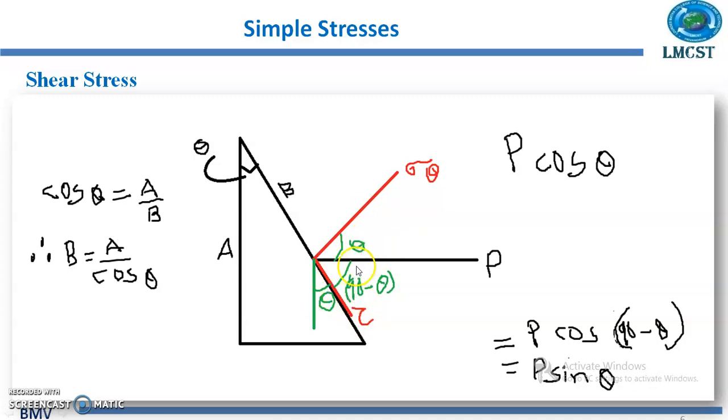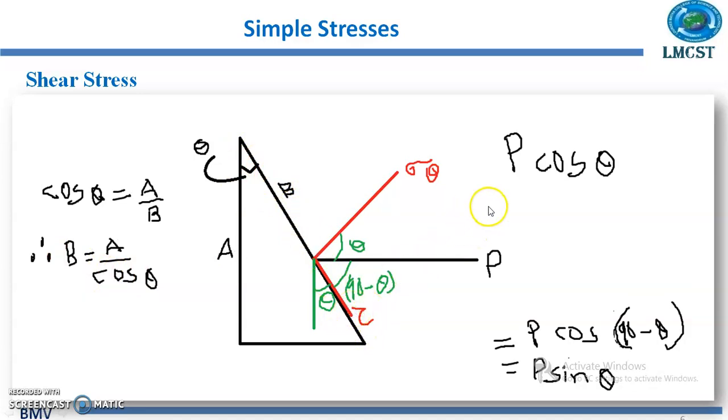Now let us see how we are getting this angle in this equation. First let us consider this side. This side is represented as A, and let us represent this side as capital B. In that case, cos theta will be equal to capital A by capital B. So I can write B is equal to A by cos theta. So this means this is the area of this side B.